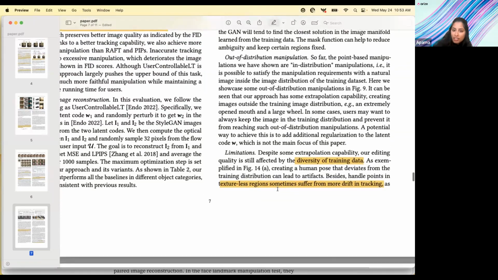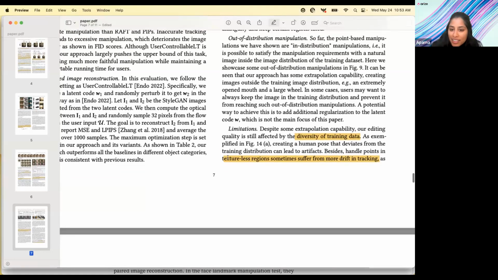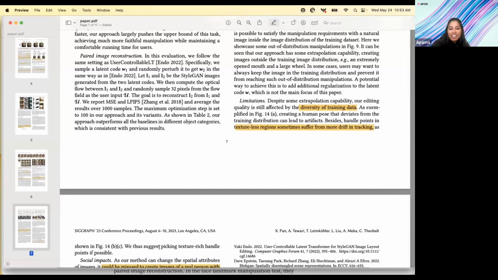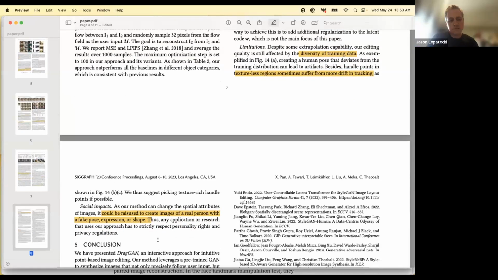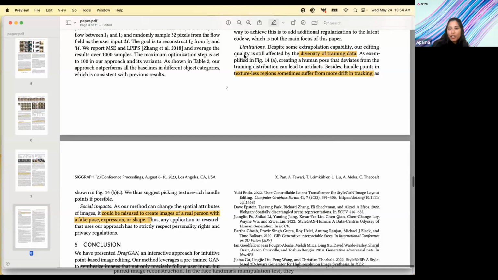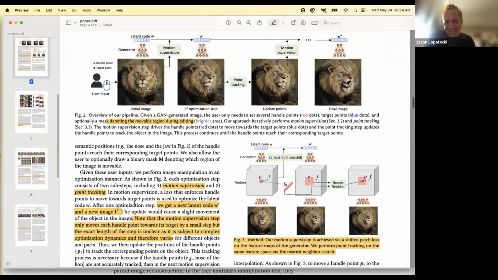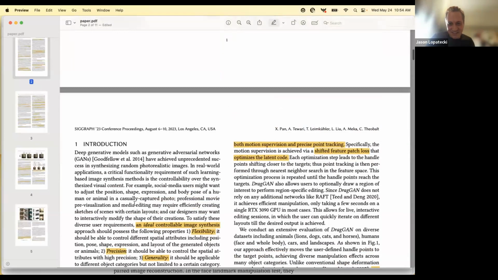And then they called out some limitations, still things like training data. It says handle points in textureless regions sometimes suffer from more drift in tracking. So they were mentioning that having texture at the handle points was helpful, but it's interesting where this could go as areas for improvement with this paper. I feel like every week something drops that looks like magic. This one definitely felt like magic.